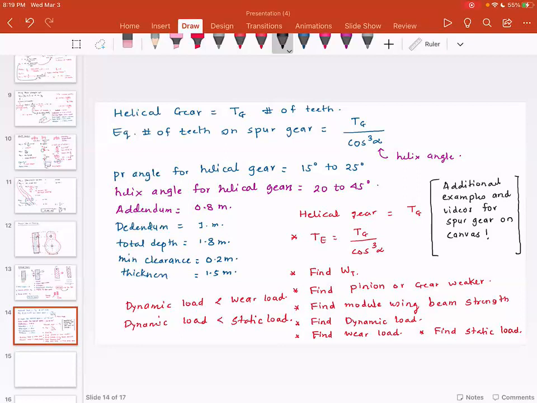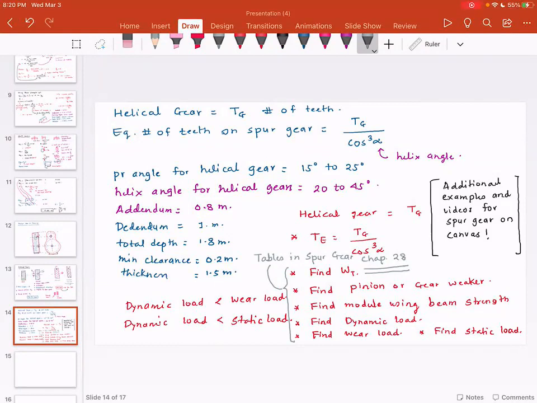Okay, so from here onwards, we will use the tables in the spur gear chapter, which is chapter 28. When we are going to solve the helical gear, as soon as we convert the helical gear into an equivalent spur gear, all the equations, all the formulas, all the strength values that are given in the spur gear will be applicable.